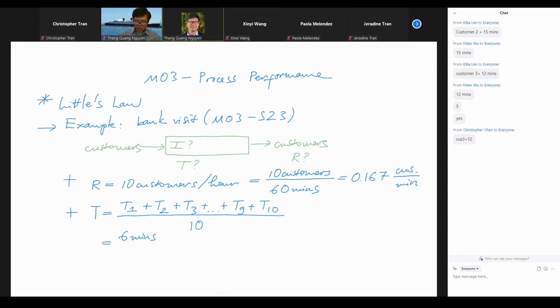Yeah, so just looking at the chart, and then we calculate how long each of the customers stay in the bank, right? So customer 1, 6 minutes, customer 2, 15 minutes, customer 3, 12, right? You can go on and on more. I just write here representatively. And I hope when you redo this example at home, you do all of the details, okay?